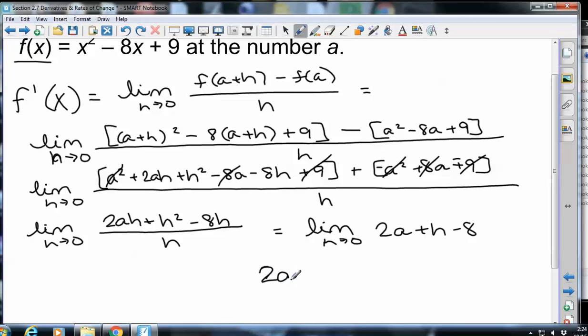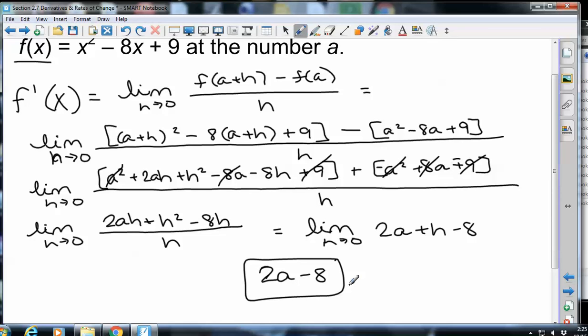So now if you plug in 0 for your h, you get 2a minus 8. So we found the derivative at a point a. That means you basically found a formula for the derivative. Now, if I told you to find it at 3, you could just plug a 3 in. Or if I said find it at 7, you could just plug a 7 in. Instead of having to make 2 tables for every single one of those values, you did the limit work one time, and now you have an equation. You could find the tangent line slope at any of those points that you might want to plug in.